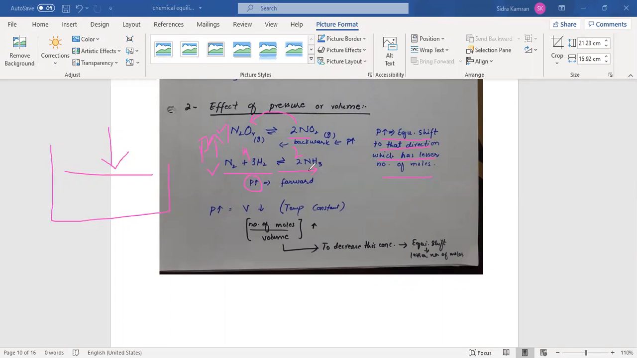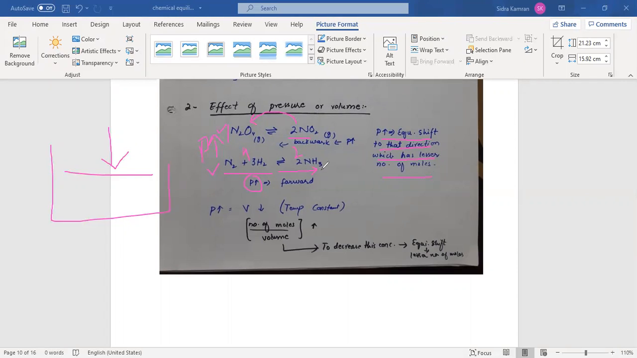Why does equilibrium shift towards the forward direction? Because you are increasing pressure and the number of moles is less on the product side. So that's why the reaction will go forward. Reactants combine more and more to make more product, to attain equilibrium and counter the disturbance caused by the increase of the pressure.